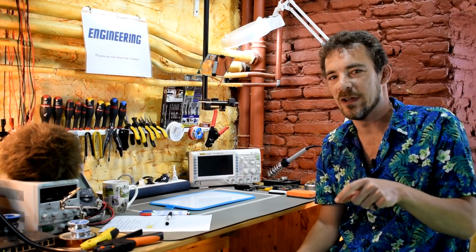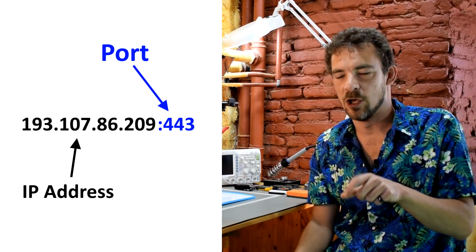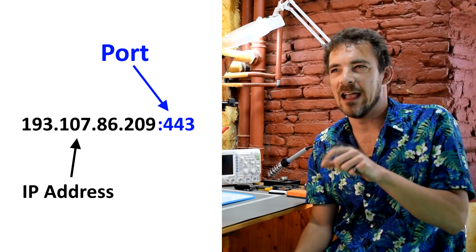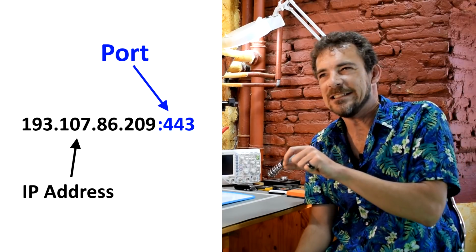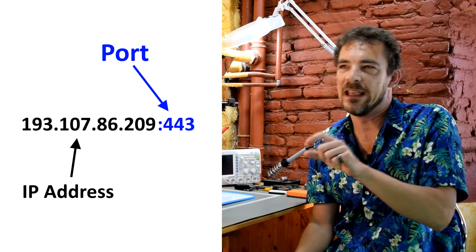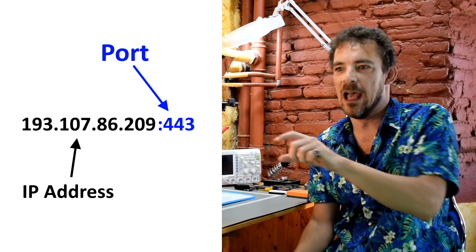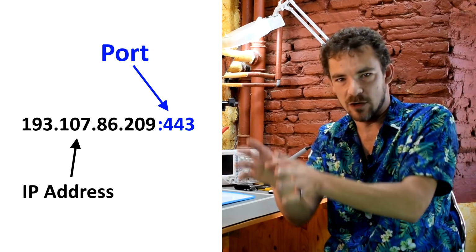Now, each IP address is associated with a certain number of ports. Now, ports are a little bit hairy. They're kind of a nebulous concept because just as an IP address is an electronic address, a port is kind of like, one way to think of it would be individual little doors on the house that lives at that address.